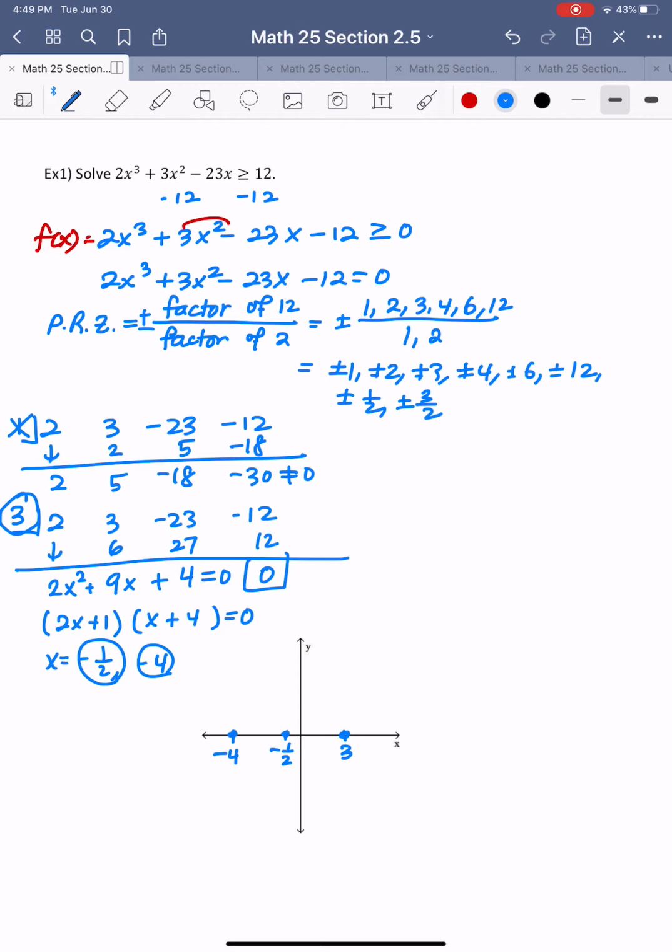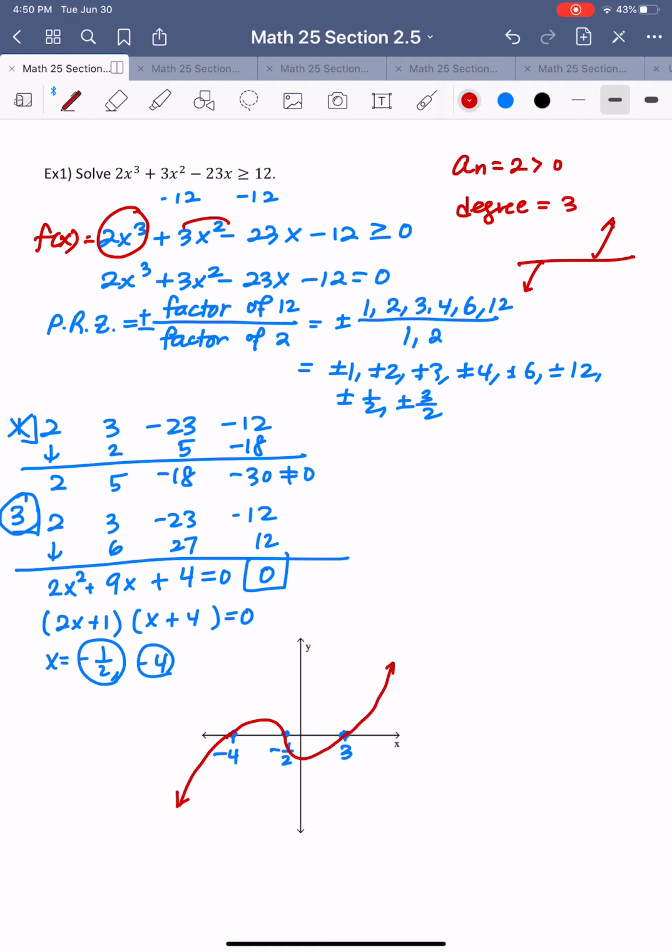And then the leading term is 2x cubed, which means a sub n is 2, which is positive, and the degree is 3. Which means what? We have right side up and left side down. So from the 3, the zero goes up, and from negative 4 it is down. Also, everything has multiplicity 1, so you're going to get this kind of graph, which goes back here. So this is a similar graph.